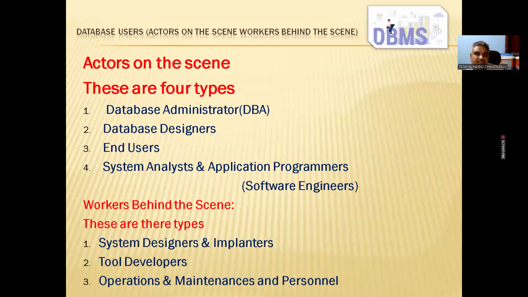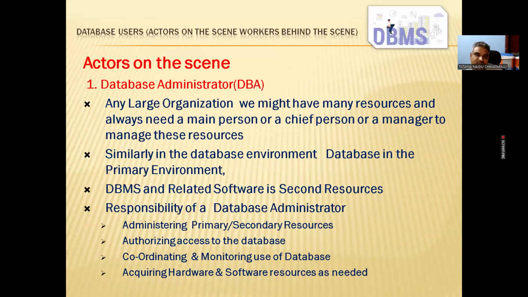In the actors on the screen, there are four types. The first one is database administrator, shortly called DBA, then system designer, end users, system analysts, and also application programmers. Application programmers are also called software engineers. And workers behind the scene are of three types: system designers and implementers, tool developers, and operations and maintenance personnel.